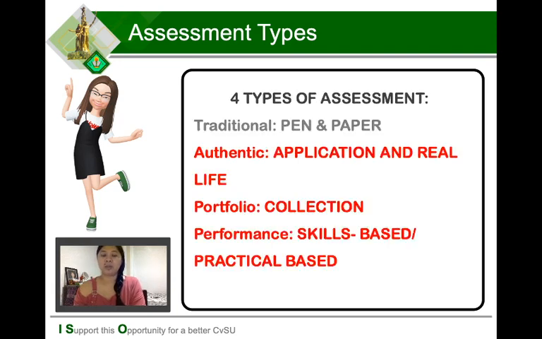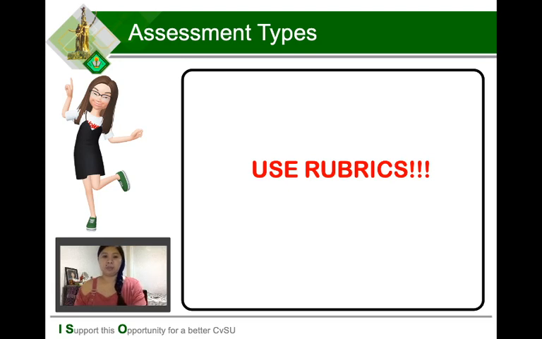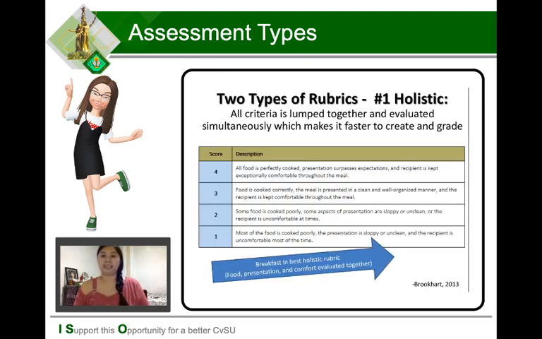So I've mentioned a while ago that the TOS will be done only for the traditional, but for the authentic portfolio performance, what you need to do would be rubrics. So we have to use rubrics, and there are two types of rubrics. The first one is the holistic. So when we say holistic, all of the criteria are already lumped together and evaluated simultaneously. So you have a faster way of grading here. So you will just rate the student as 4, 3, 2, 1, 5, 4, 3, 2, 1, A plus, A negative, B plus, B negative.